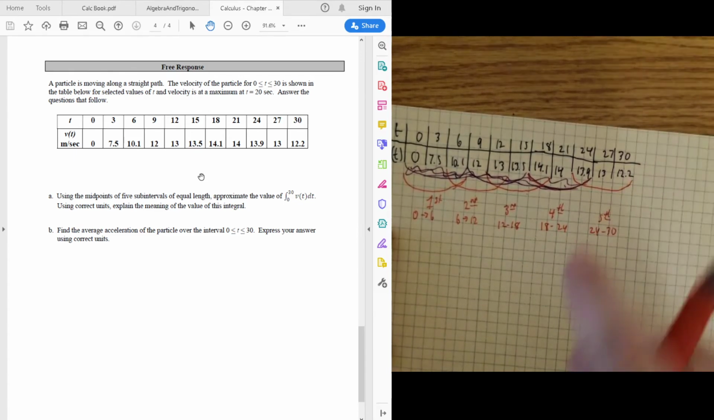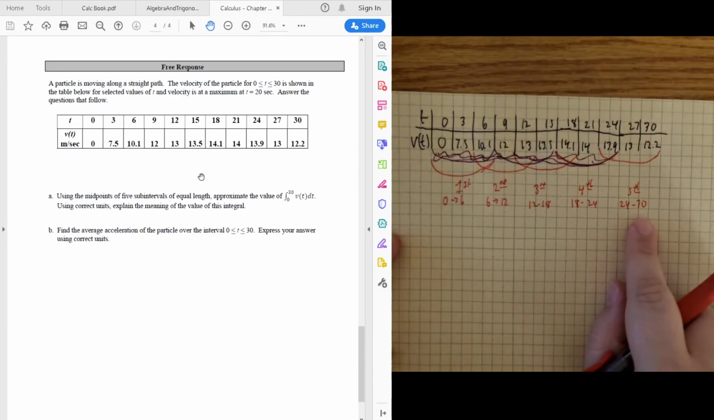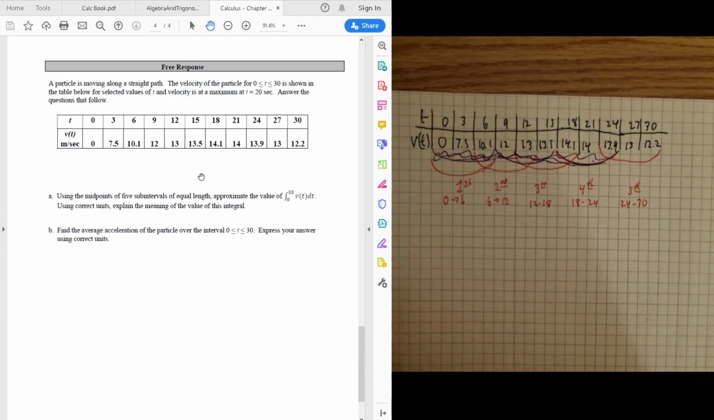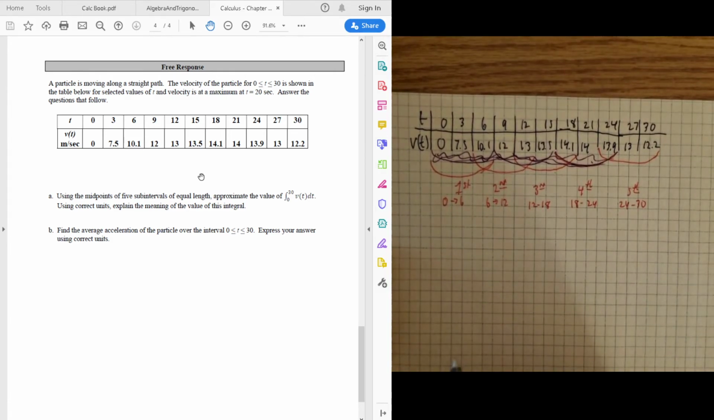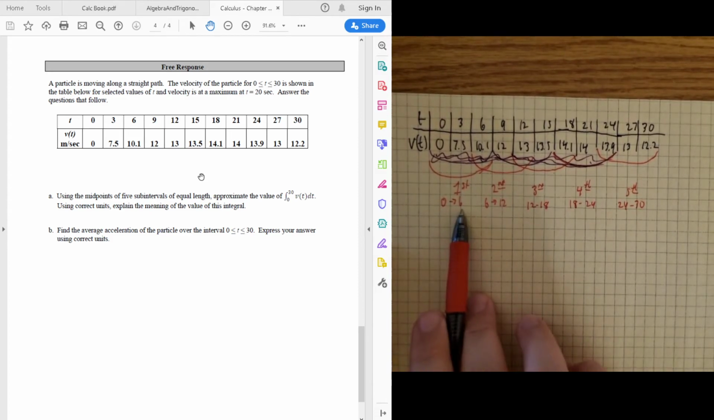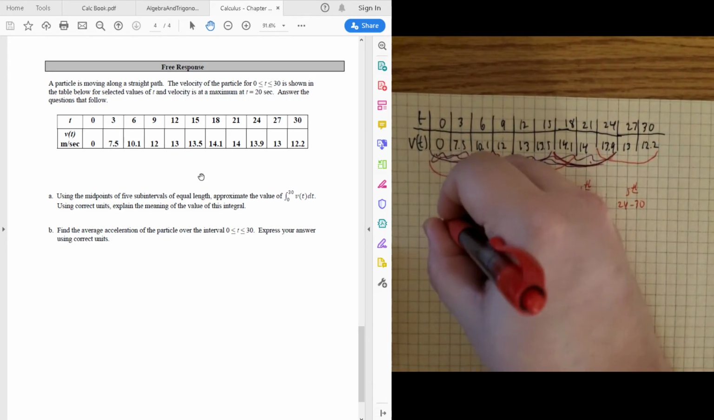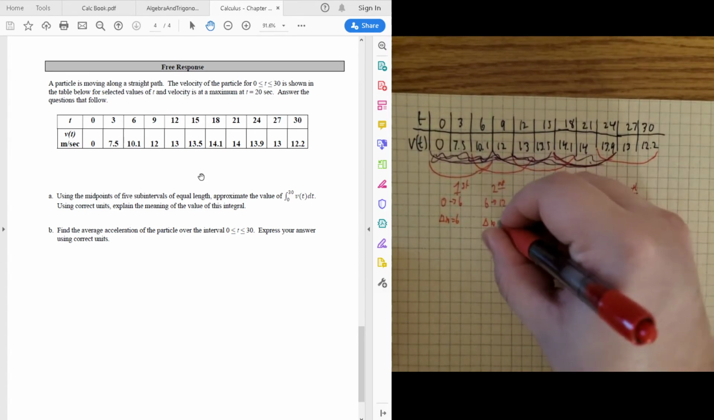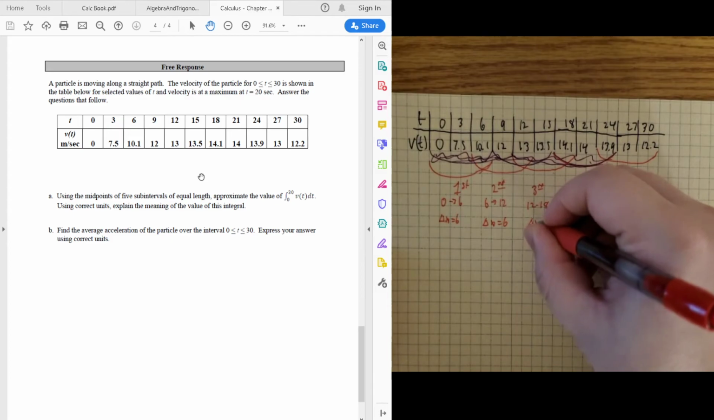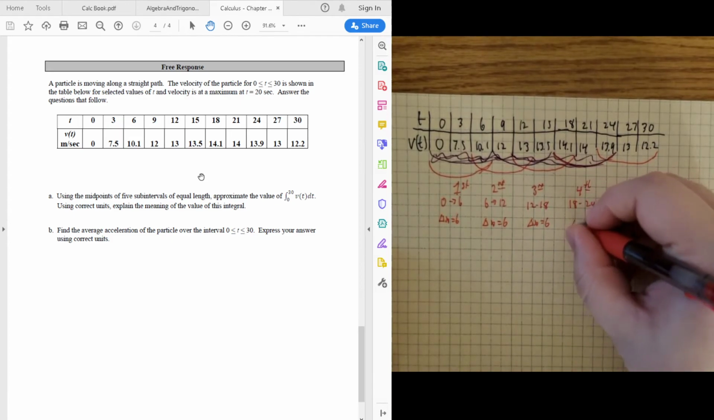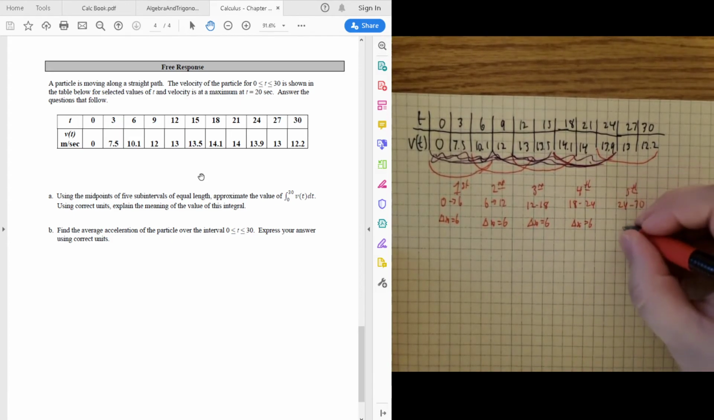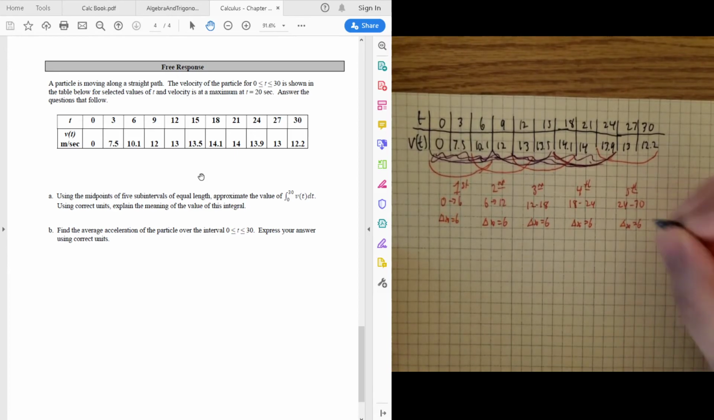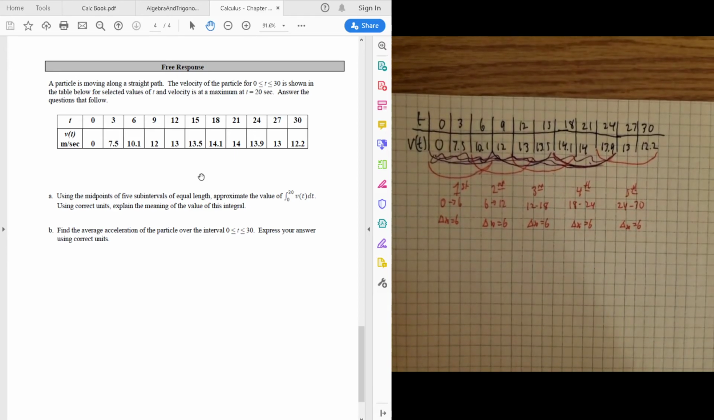Let's first make sure this is allowed. Before I go any farther, I have to make sure I have all these pieces. Okay, I can use midpoints. 5 subintervals: 1, 2, 3, 4, 5. Got that. They have to be of equal length. From 0 to 6, that's a delta x of 6. From 6 to 12, delta x is 6. Looks like they all have the same width, so that meets that criteria.